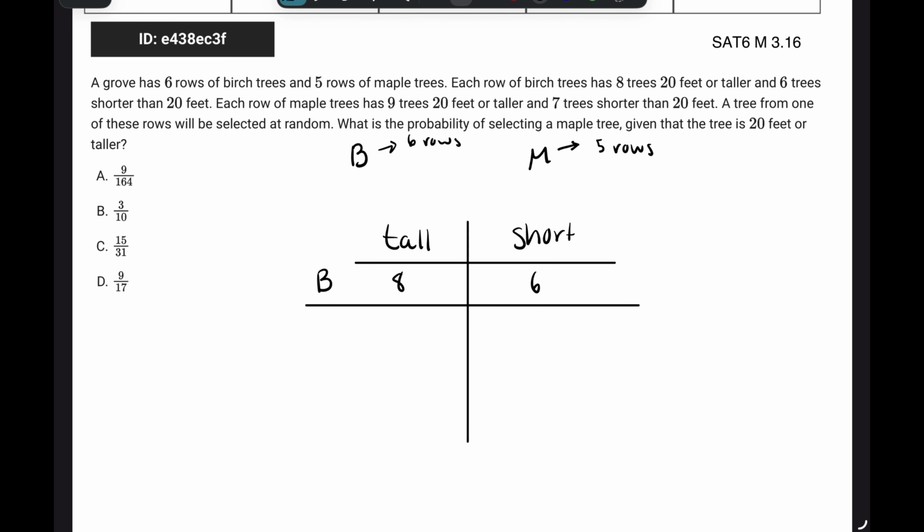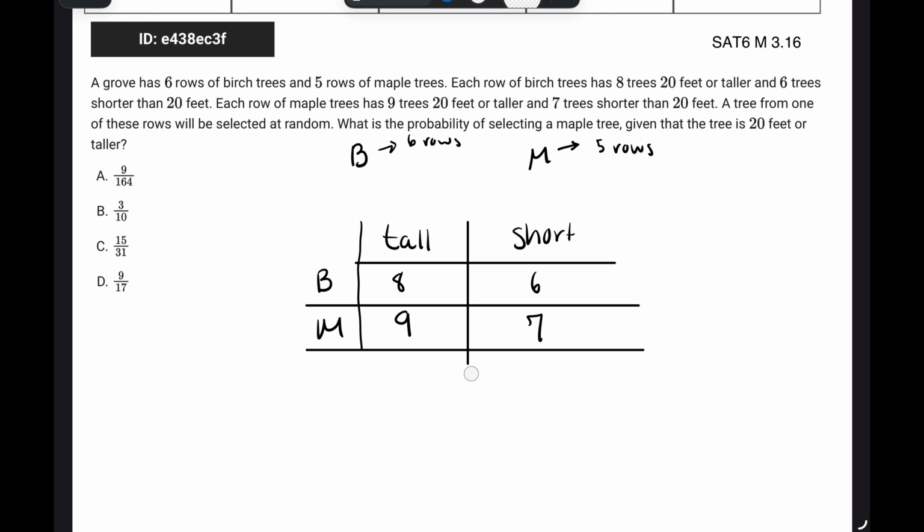Next it says, each row of maple trees has 9 trees 20 feet or taller and 7 trees shorter than 20 feet. So for the maple trees, M, we have 9 that's tall and 7 that's short. It says a tree from one of these rows will be selected at random. What is the probability of selecting a maple tree given that the tree is 20 feet or taller? Okay, so that's the end. I'm just going to finish my table here. I'm going to add my total from this side and then my total from this side.